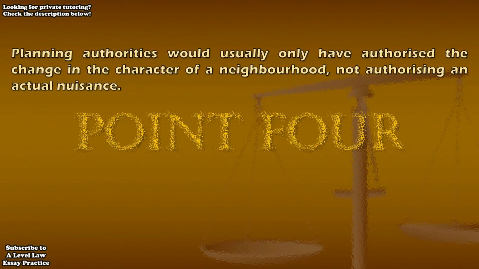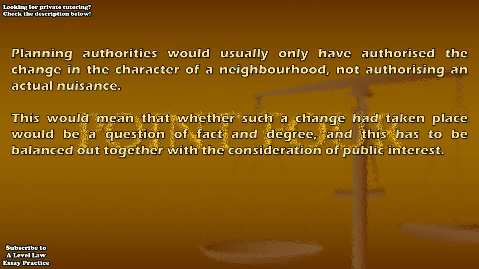Planning authorities would usually only have authorized a change in the character of a neighborhood, not authorizing an actual nuisance. This would mean that whether such a change had taken place would be a question of fact and degree, and this has to be balanced out together with the consideration of public interest. For now, it would be hard to say if any of the points raised for defense are valid, but that doesn't necessarily mean that Zach would be left without a claim.